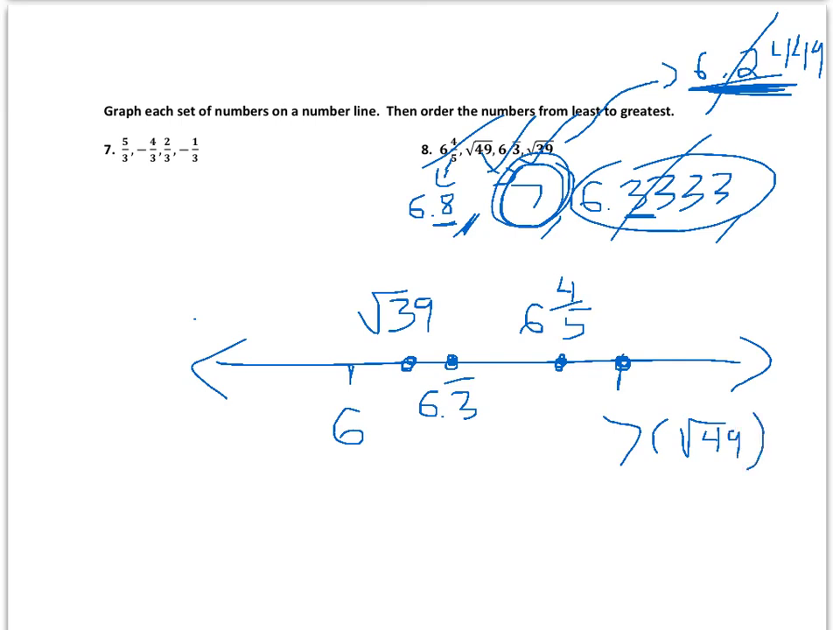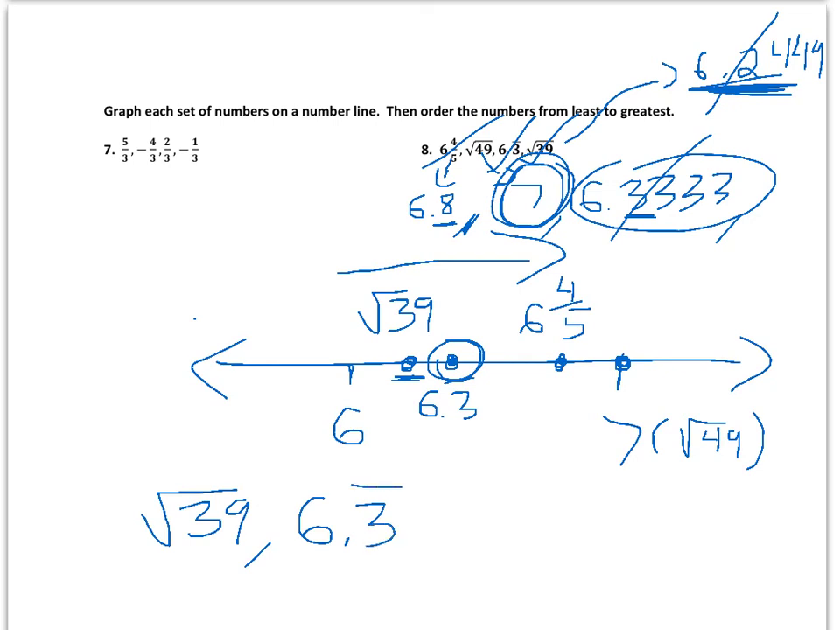Okay. Now the one thing I didn't do for the last one, let's put these numbers in order. And to put them in order, I just read this left to right. So if I read this left to right, this was the first one, which was the square root of 39. Okay, this is the second one, which is the 6.3 repeating. Then this is the third, so it's 6 4/5. And this is the last to the right, so that's the biggest number, which is 7.